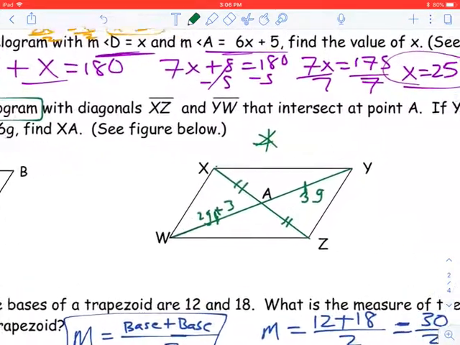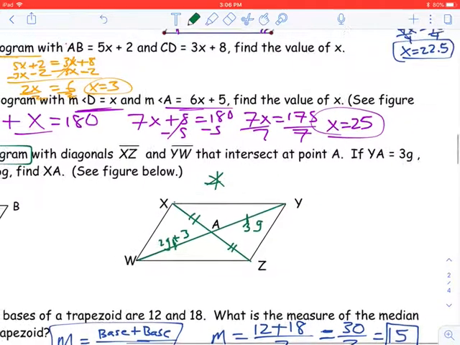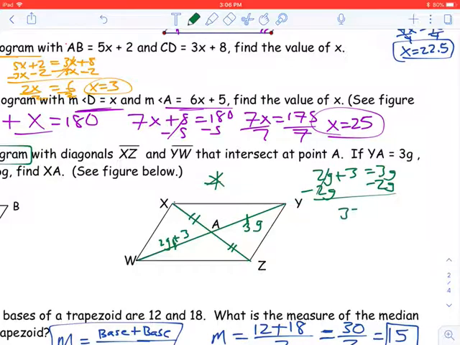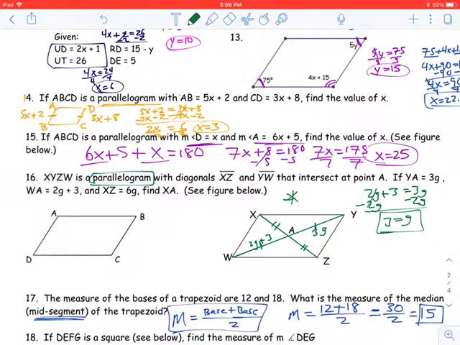So those two I can set equal to each other. Okay, so 2G plus 3 equals 3G. So I'm going to get G on one side, and I end up with 3 equals G, or G equals 3. Now, it also says XZ is 6G, and it wants me to find XA.